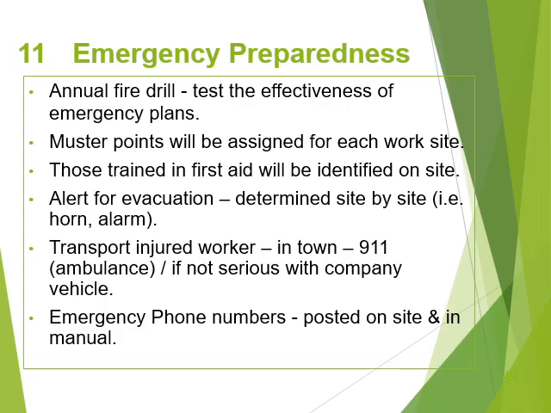The alert for evacuation to the muster point is 3 short blasts. Indicates a fire or other emergency requiring evacuation. If you are on site, please call for help by either yelling or using a cell phone. An injured worker will be transported by ambulance, 911, unless the injury is minor and the worker can be transported in a vehicle by the supervisor. Emergency phone numbers are posted on the safety board and in the shop and each site.